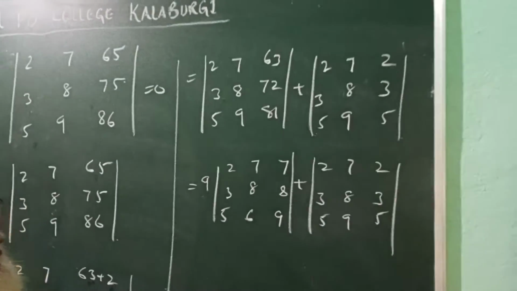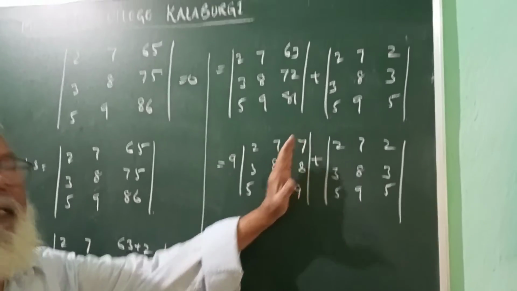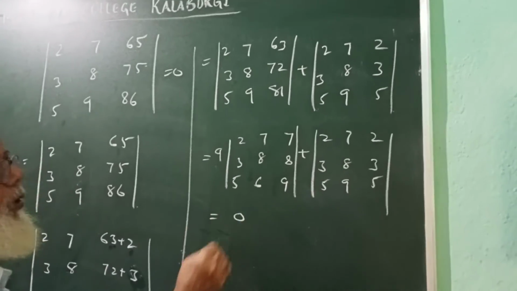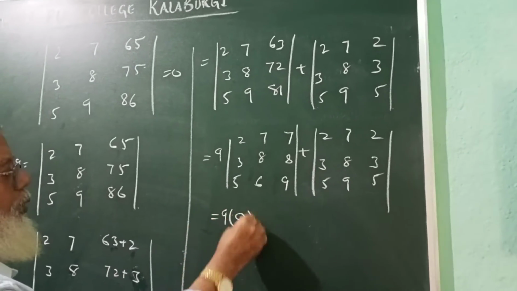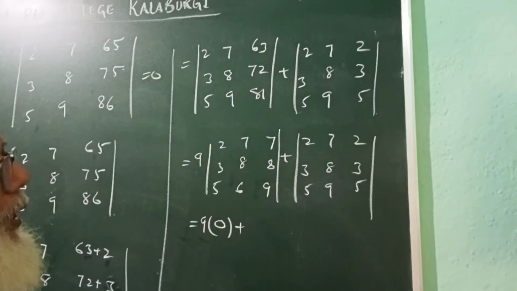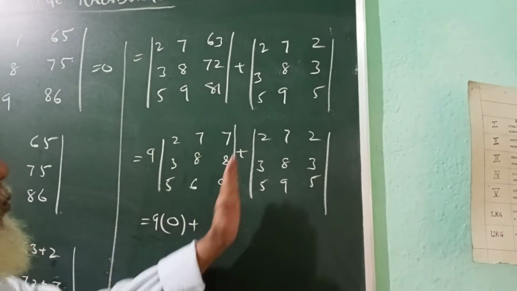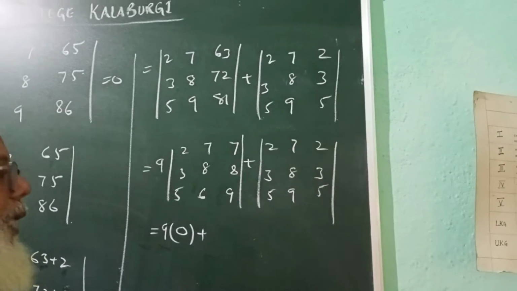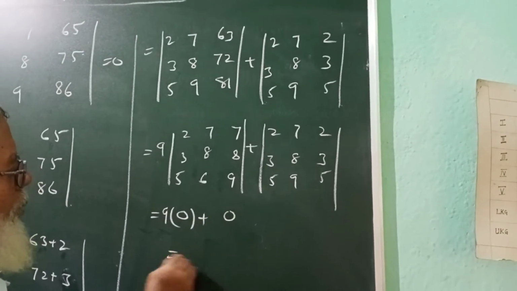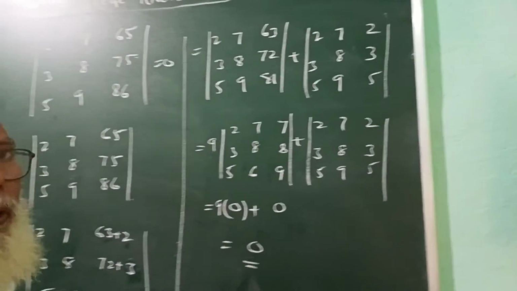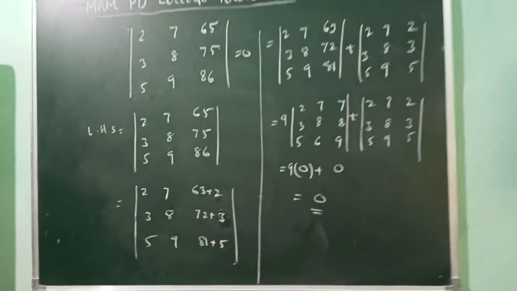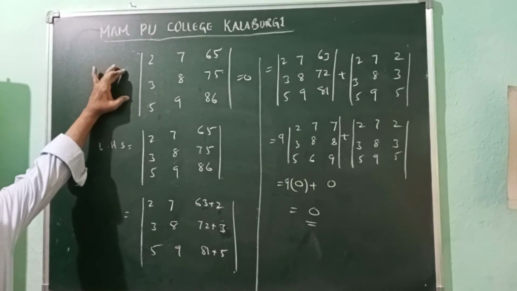Now you can see here two columns are identical, the value will be 0. It is 9 into 0. Here also two columns are identical, again the value will be 0. So the answer is 0. We have proved without expansion that the value of the determinant is 0.